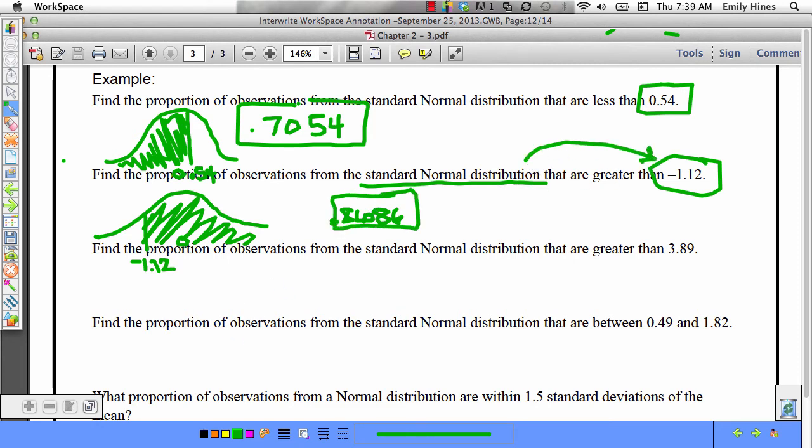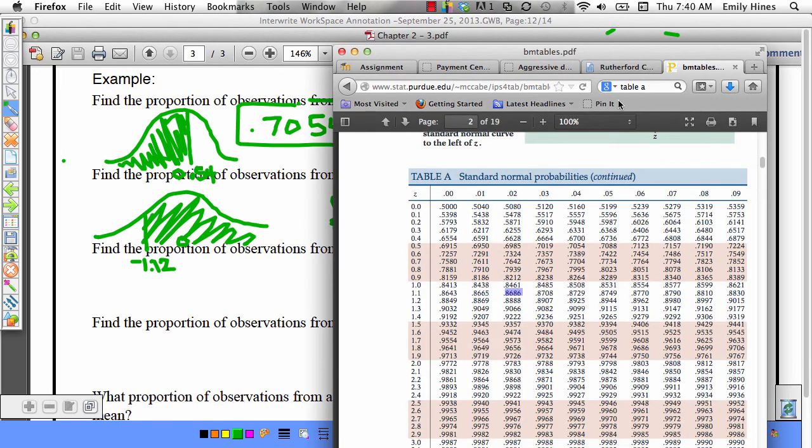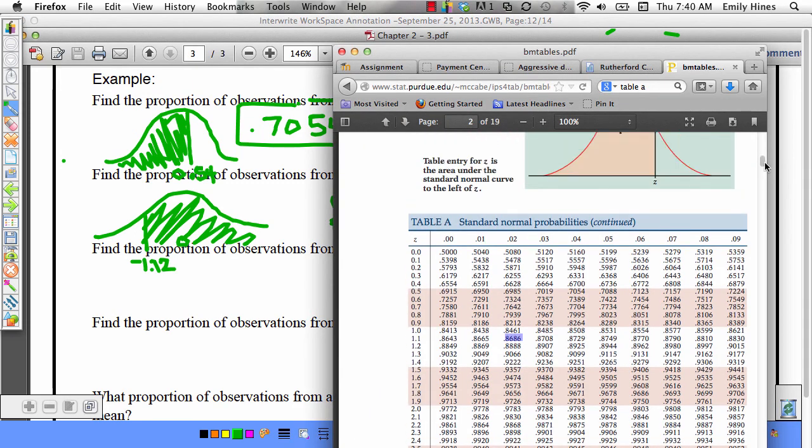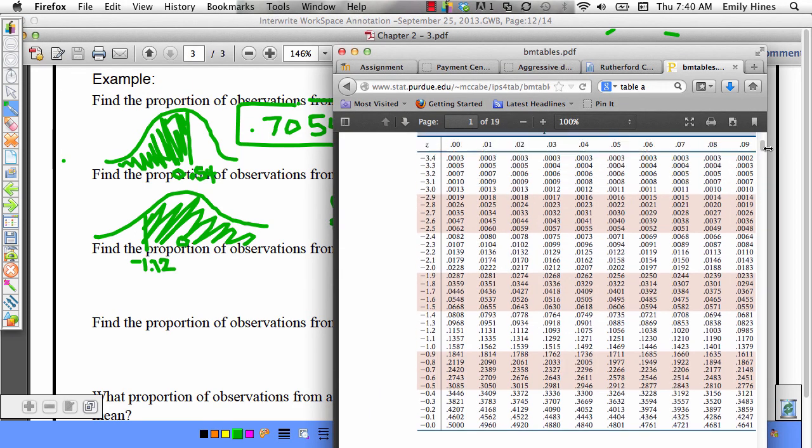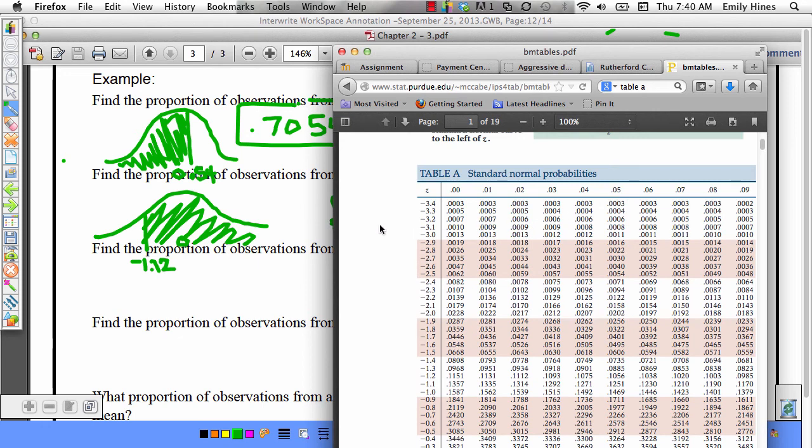Find the proportion from the standard normal distribution that are greater than 3.89. So again, I can find what's less than 3.89 and subtract. Okay, so we'll do it that way this time. Negative 3.89, and you know what? 3.89 is not on our table. So we will have to use the calculator.